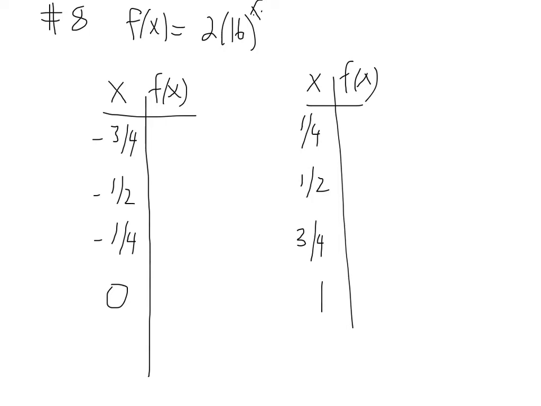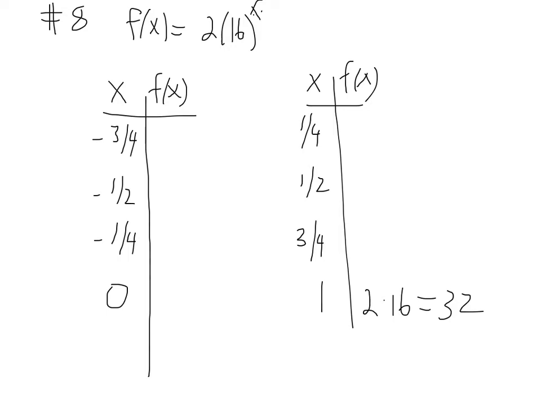Alright, here's the couple questions you asked me. The first one was number 8. We have f of x equals 2 times 16 to the x, and it asks you to build these tables and plug in all these numbers. Well, let's start with the easy one. Let's plug in the number 1. That would be 2 times 16, which is 32, because 16 to the 1 is just 16.